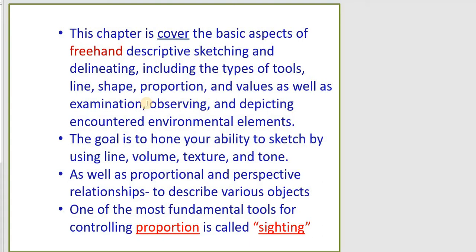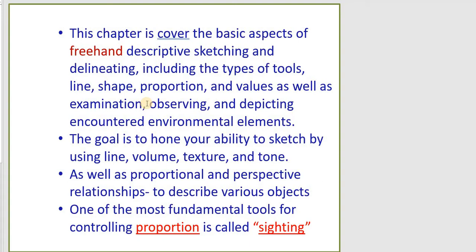The goal is to hone your ability to sketch by using light, volume, texture, and tone. Hone. I discussed with you about that, about the ability to sketch, and you practice with that. I think all of the architects, they start from practice, and if you practice a lot, you do sketches very good, very fast. Concentrate on your idea. So try to do that when you start.